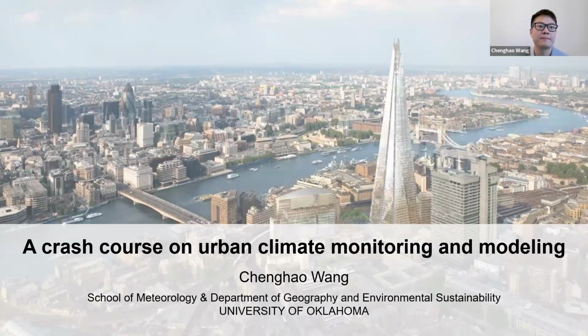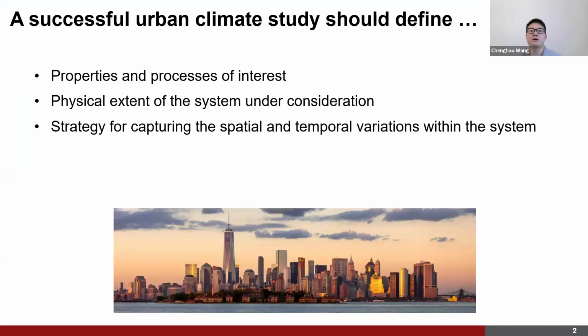Okay, let's get started. So when we ever want to carry out an urban climate research project, there are some basic things we need to have in mind first. First of all, we need to be clear about what kind of properties or processes of interest we're trying to understand. And also we need to be clear about the physical extent, for example, spatial extent of the system we are considering. And the last one is, what kind of strategies are available out there for us to capture the spatial and temporal variations within this urban system. So this spatial can be both horizontal and also vertical. So 2-dimensional or 3-dimensional even.